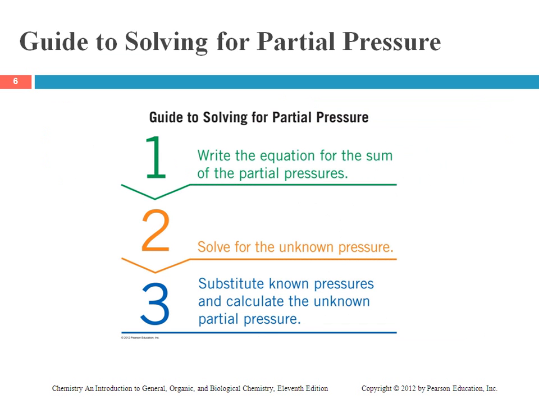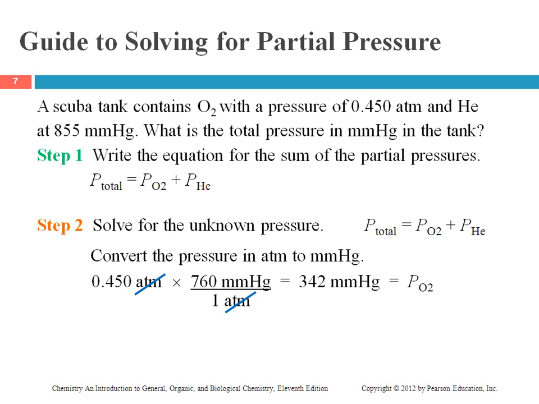So how would we use a partial pressure equation? Well, say we've got a scuba tank that contains oxygen with a pressure of 0.450 atm and helium at 855 millimeters mercury. First thing we have to do is get common units. We either have to convert to atm or to millimeters mercury. Here we're going to convert from atm to millimeters mercury because we know there's 760 millimeters mercury in 1 atm, to get 342 millimeters mercury for the pressure of the oxygen.